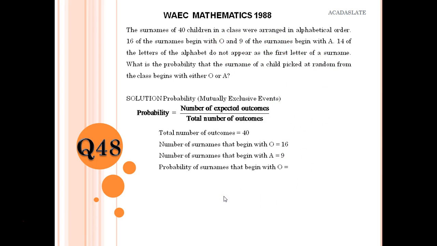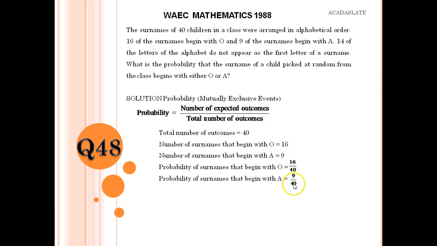Now, the probability of a surname that begins with O is equal to 16 over 40. That is total number of expected outcomes. So, total number of surnames that begin with O is 16 over total number of outcomes. So it becomes 16 over 40. Now the probability of surnames that begin with A, and A is 9 surnames begin with A, we can now say 9 over 40.